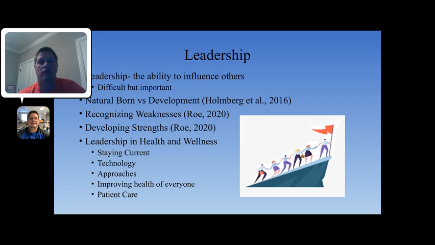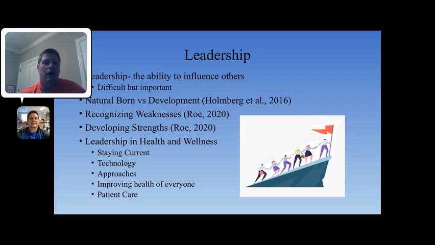We need to start out by talking about leadership in general, which is the ability to influence others. It's difficult, but it's important. Without leaders, there's chaos. There's no direction to follow, and it's a difficult situation for some people because they're not natural born. They have to be developed, whereas others kind of are natural born and develop. So it kind of depends on where all of your items come from and the roles that you play and your life experiences and just really your personality.